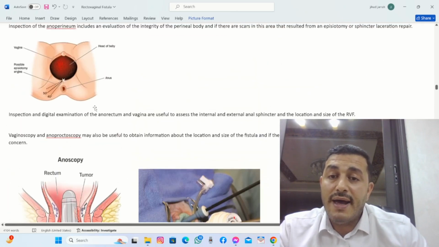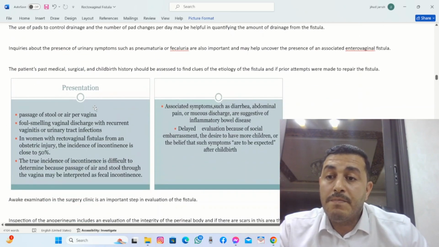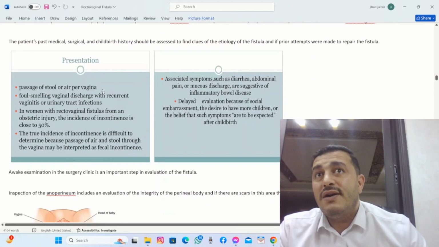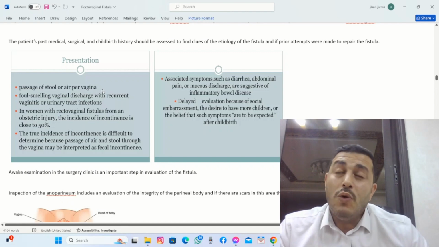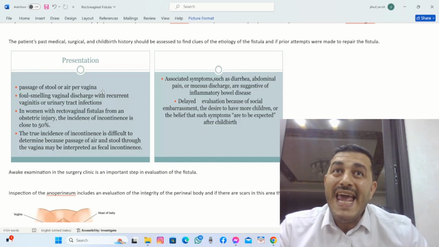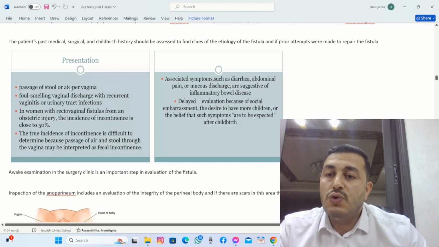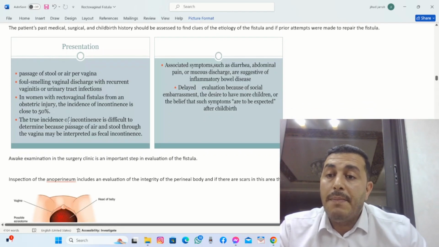What else can we add? Presentation: actually present as stool or air per vagina. Here I want to say that most rectovaginal fistulas are symptomatic, not asymptomatic. So stool or air per vagina, foul-smelling vaginal discharge with recurrent vaginitis and urinary tract infection. The urinary tract infection is not because of a rectourethral fistula, but because of the ascending infection that can happen.